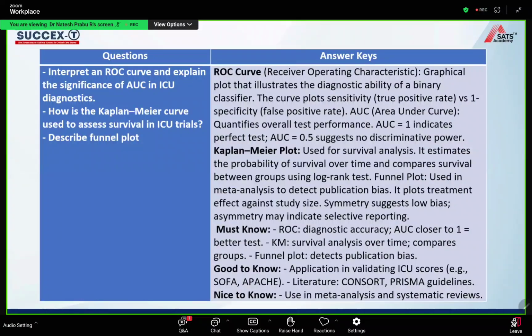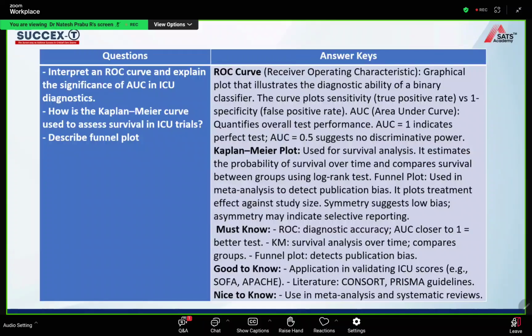So this is the final summary of the last question. The ROC curve we have discussed. Basically, it illustrates the diagnostic ability of a binary classifier. It plots sensitivity, that's the true positives, versus 1 minus specificity, that's basically the false positives. The area under the curve quantifies overall test performance. An area under the curve of 1, or 0.9, indicates a perfect test, while 0.5 suggests no discriminative power.